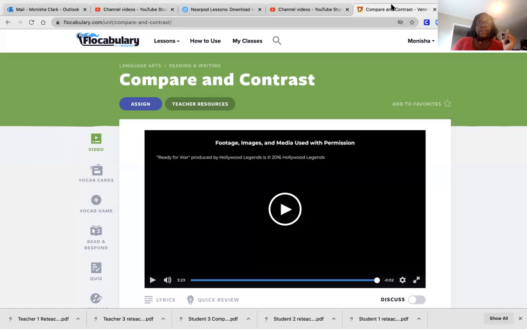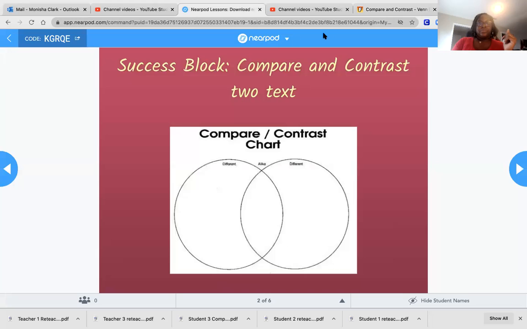So that's our vocabulary video on comparing and contrasting. Now let's get back to the Nearpod. Okay, so like I said, we're going to compare and contrast. You see the Venn diagram, you see that the two circles talk about how things are different, and the one in the middle talks about how it's alike.